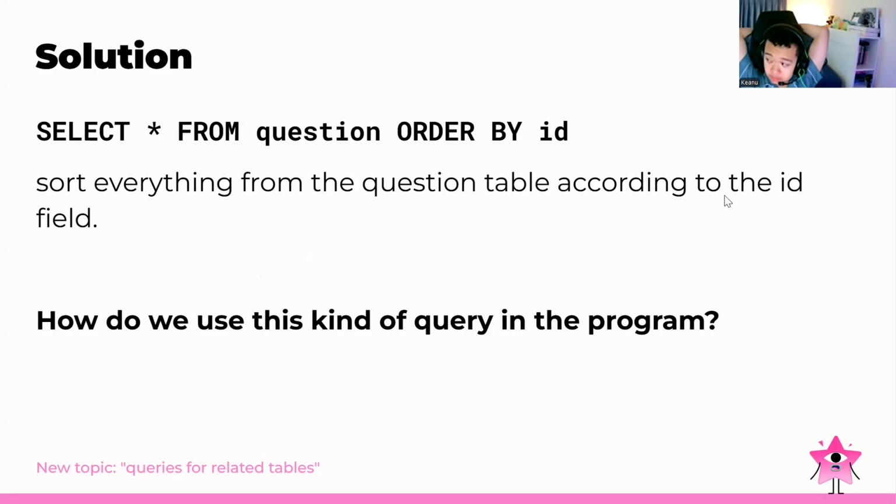So that means we want to pull everything from the questions table, and we want to order it by the ID. We want to sort everything from the questions table according to the ID field.